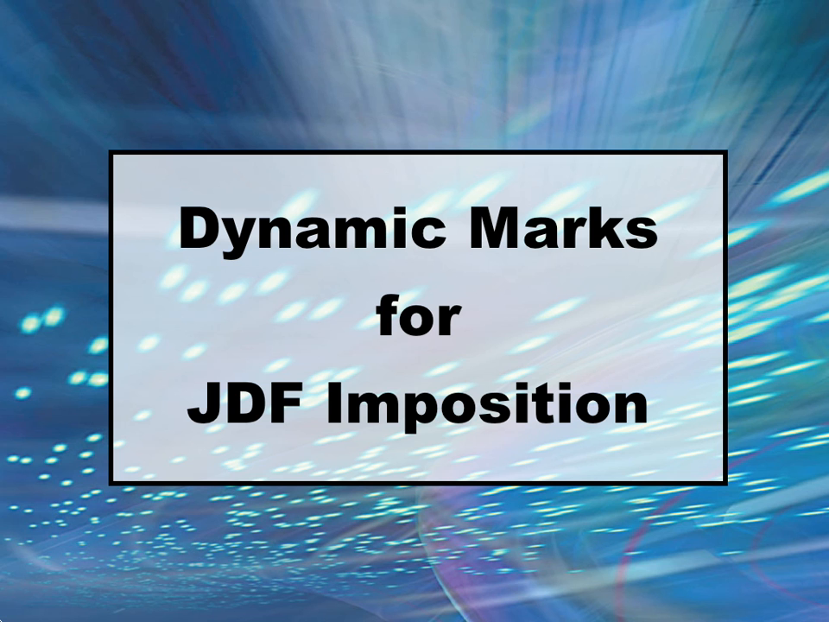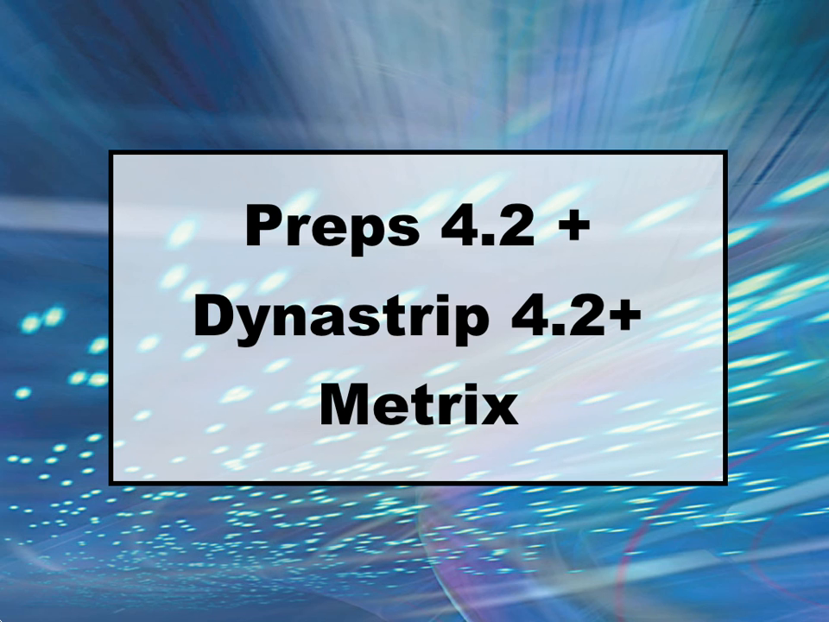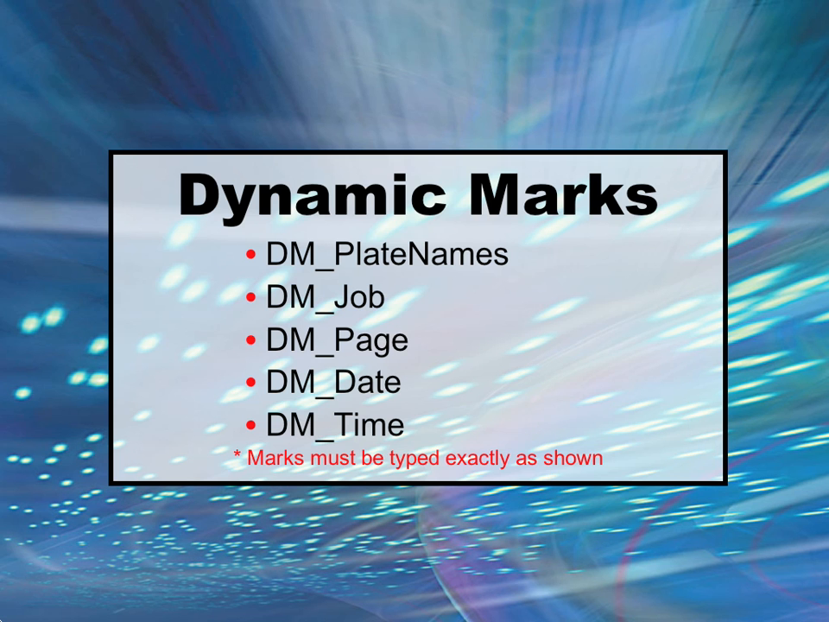Rampage has a way to get plate names and other text marks to appear on your imposed flats. These marks will only work with JDF files that have been created with Preps 4.2 or higher, Dynastrip 4.2 or higher, and Metrics. The dynamic marks are listed here. You must type them exactly as shown. Please note that the plate name's text attributes are fixed and cannot be changed.